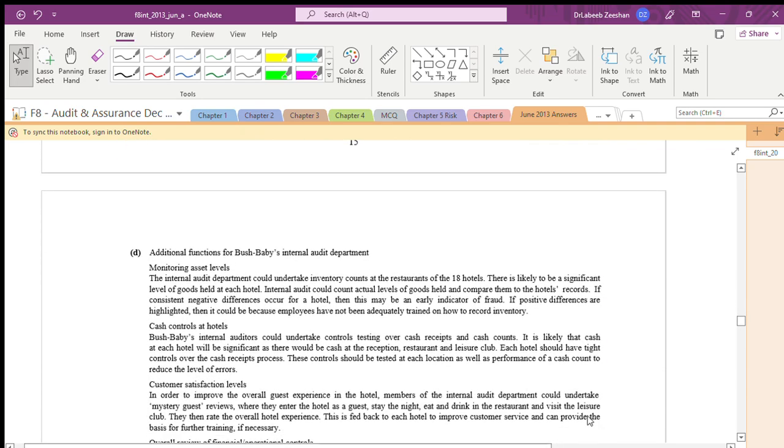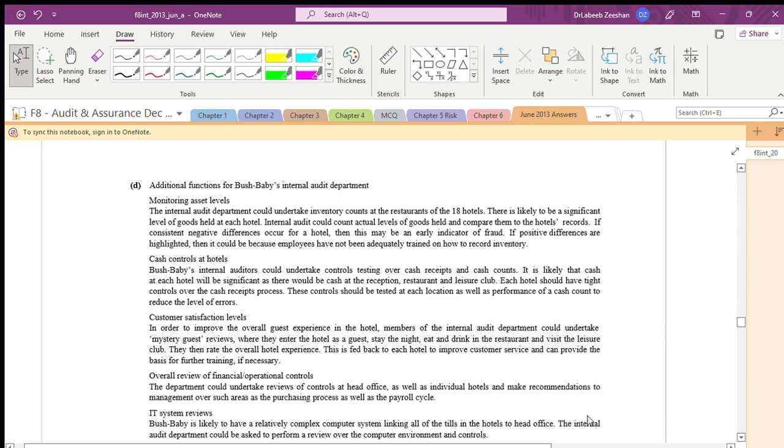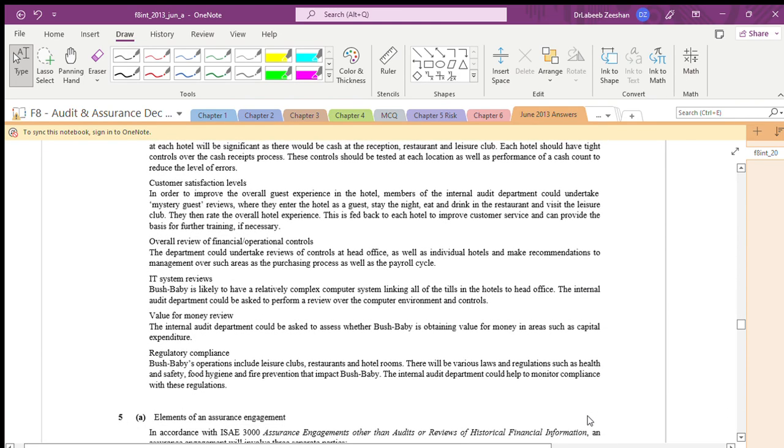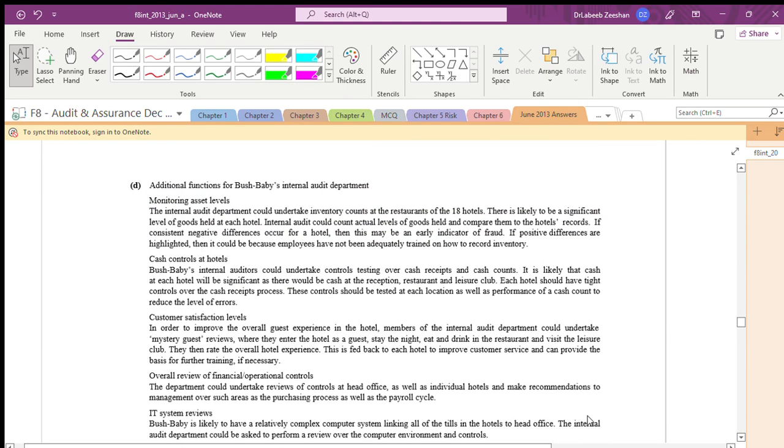What are the additional functions the internal auditor will do? See, it is a complete revision of internal audit. Understand why? It is a complete revision. We are not only doing the difference between external audit and internal audit; otherwise, we are completely covering the internal audit lecture here. What are the additional functions? They monitor asset levels.